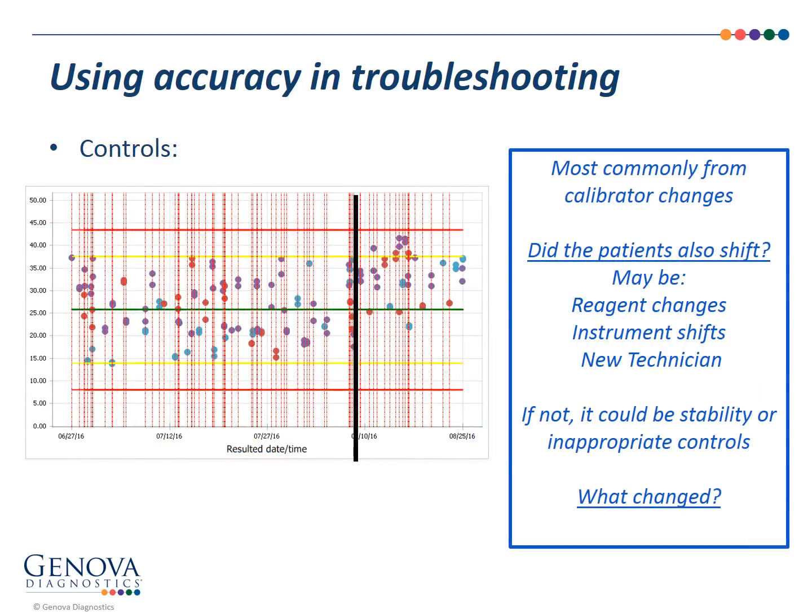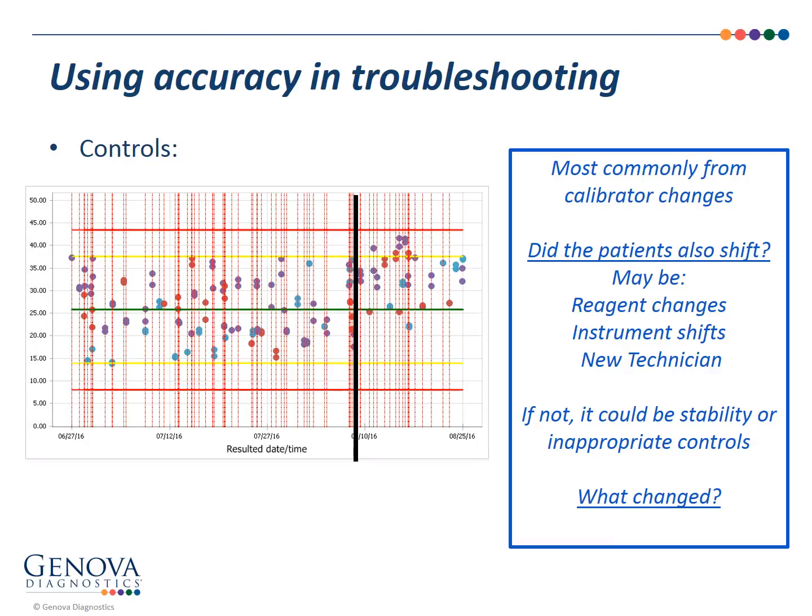For example, in controls, the shift, like we see here with the black line, these most commonly come from calibrator changes or reference range or reagent changes, those sorts of things. So if you bring something like this to your supervisor or your manager or to me, we're going to say, if your control shifted like this, did your patients also shift?